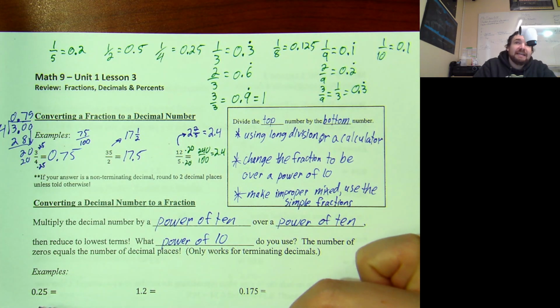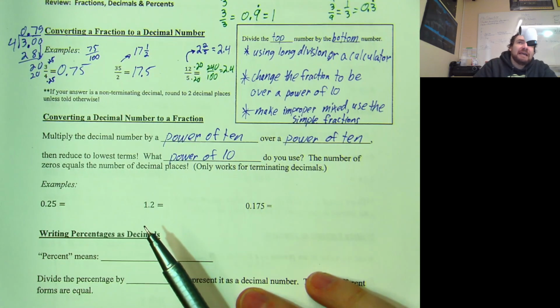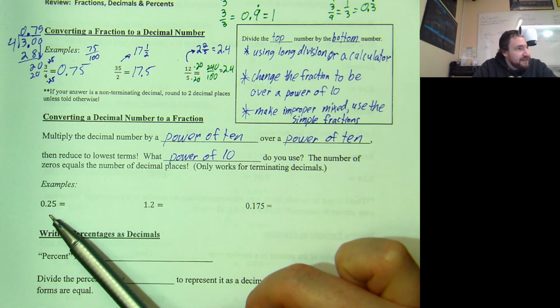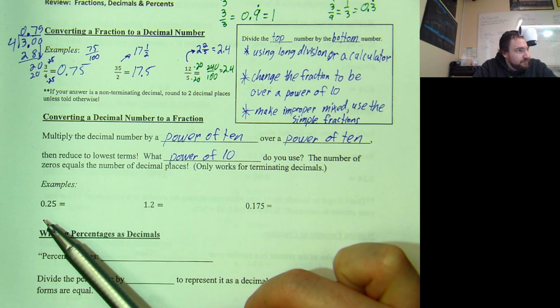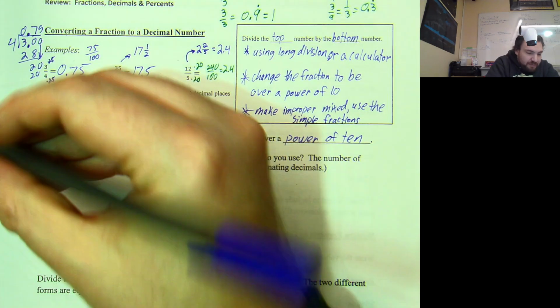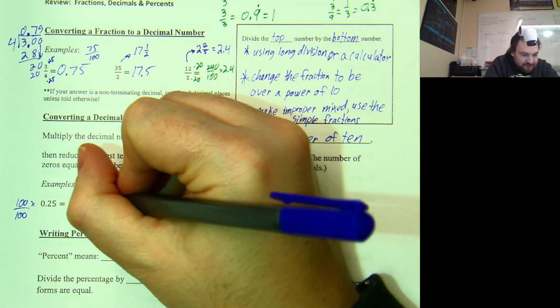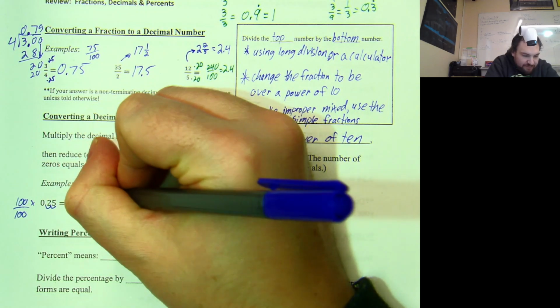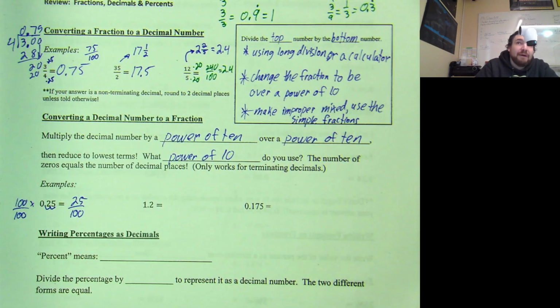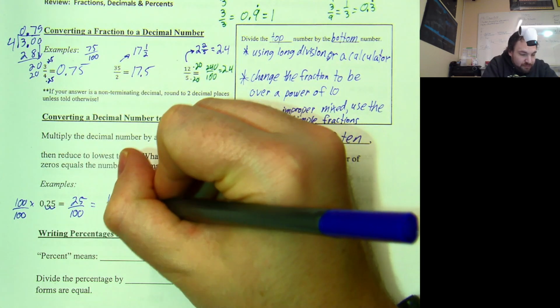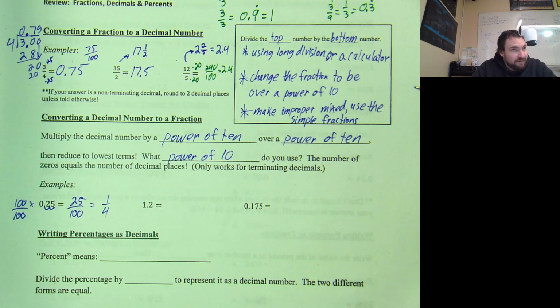So if I have this guy here, there are 2 decimal places, so what power of 10 am I going to use? Use 100. So I'm going to multiply this thing by 100 over 100, which moves twice and gives me 25 over 100, and now I reduce. 25 over 100 is 1/4, because 25 goes into 100 4 times. That's one of the easy ones.